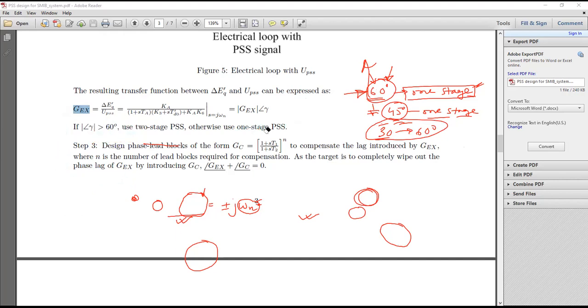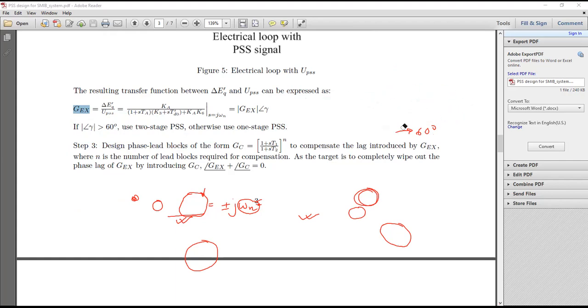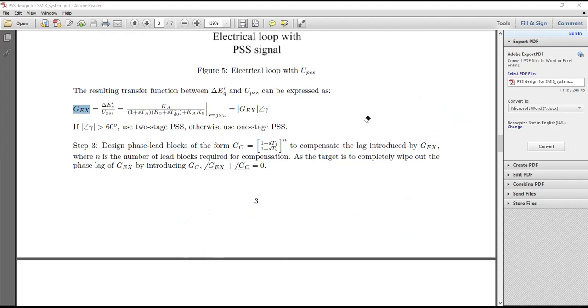So at this point, you choose how many steps you would need actually, how many stages of PSS blocks or lead blocks you would need in your PSS. So after that decision, you move forward to step number 3, where you choose a pattern for your PSS, that is GC, that is the compensator.